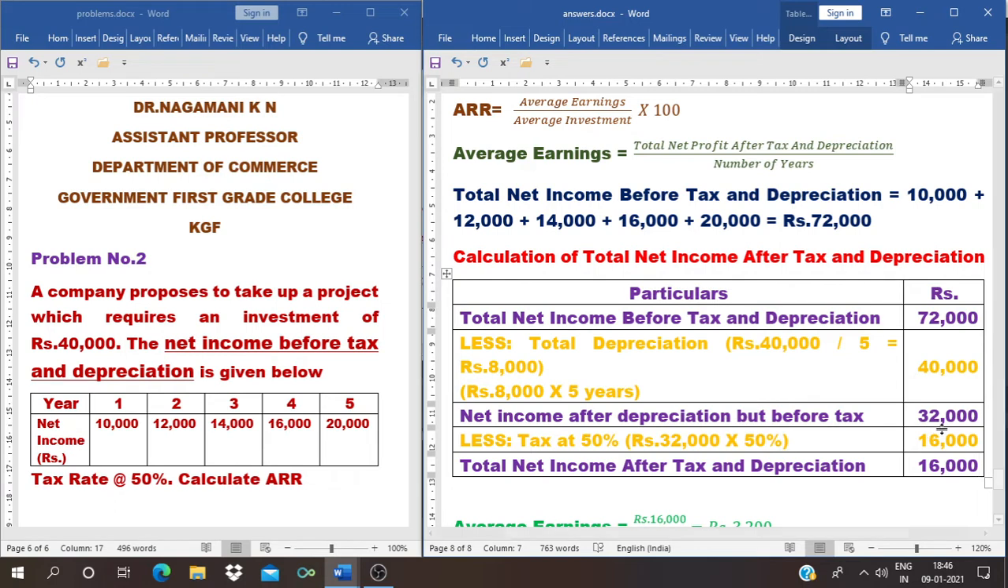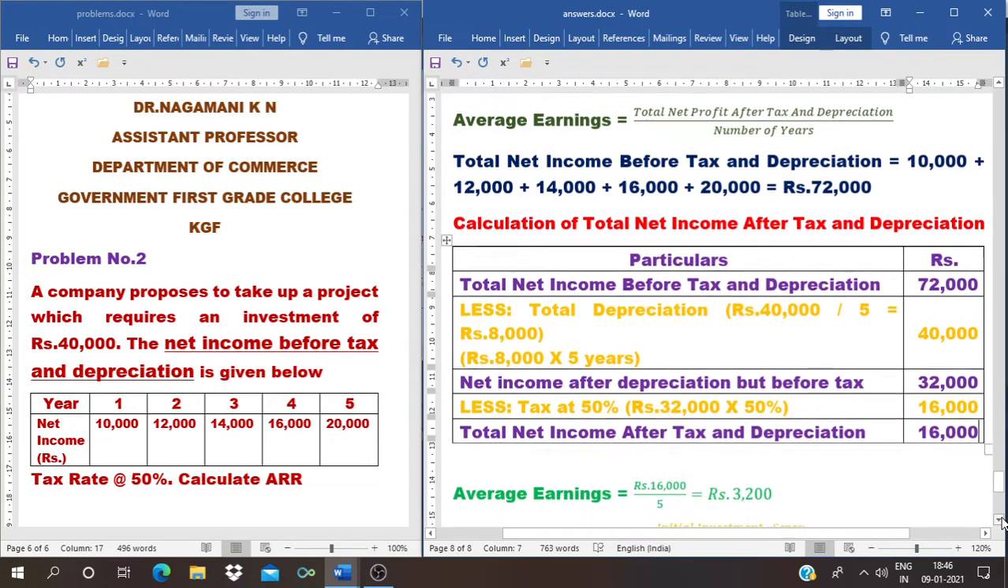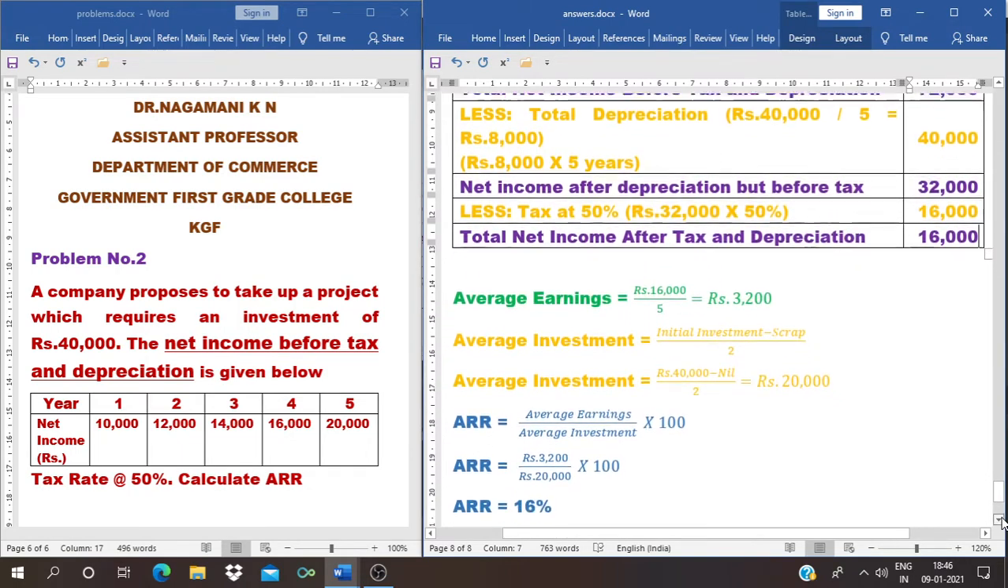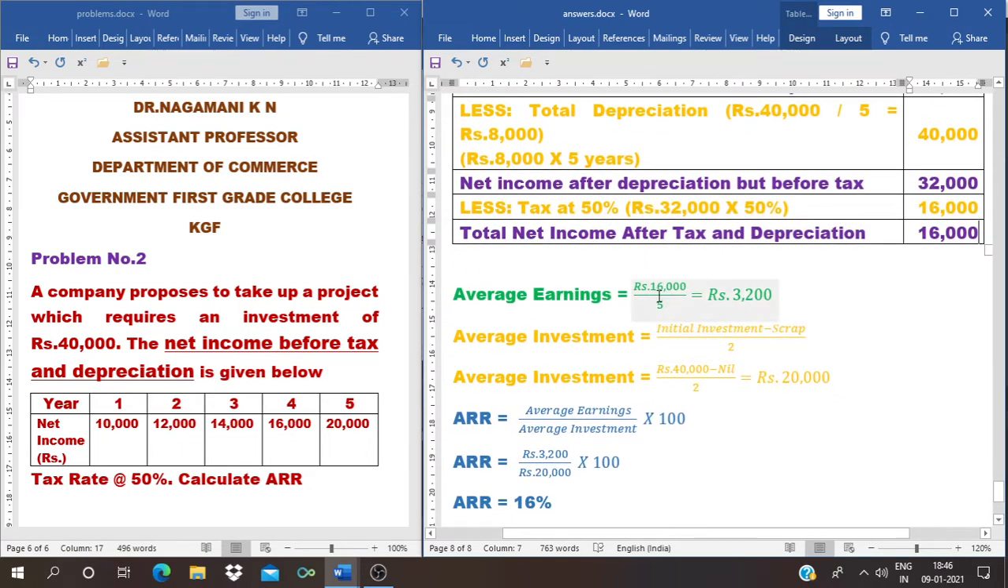Okay, with this information we can calculate the average earnings now. What is the formula for average earnings? Total net profit after tax and depreciation divided by number of years. Now, average earnings, that is net income after tax and depreciation, is 16,000. Number of years is 5. 16,000 divided by 5 is 3,200.